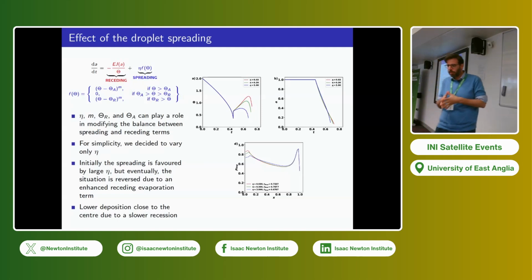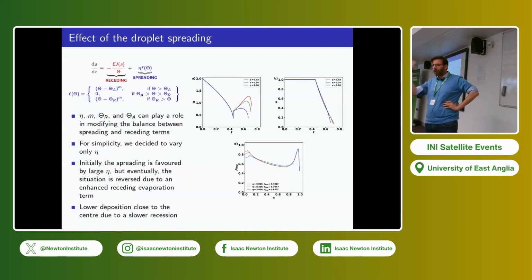Okay, so what we see is that initially the spreading is favored. It makes sense: we increase eta, we increase the spreading. But eventually, by increasing eta, we start to have a lower contact angle, and as you see here, a lower contact angle increases the recession as well, and so eventually recession also wins at the end.